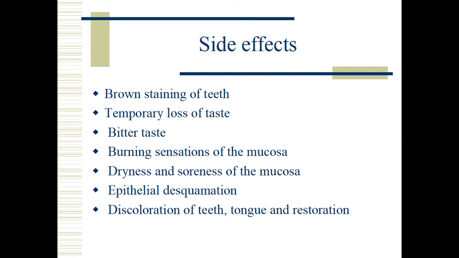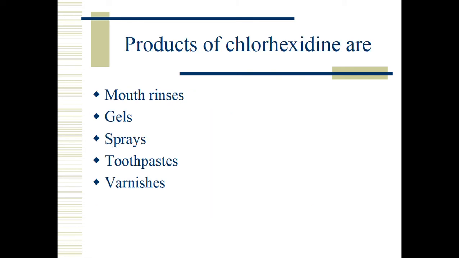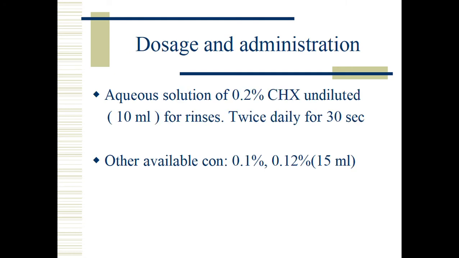Side effects: brown staining of teeth, temporary loss of taste, bitter taste, burning sensation of mucosa, dryness and soreness of mucosa, epithelial desquamation, discoloration of teeth, tongue and restoration. Products of chlorhexidine that are available: mouth rinse, gel, spray, toothpaste and varnish. Dosage: aqueous solution of 0.2% chlorhexidine, undiluted 10 ml for rinses twice daily for 30 seconds, and other available concentrations are 0.1% and 0.12% for 50 ml.